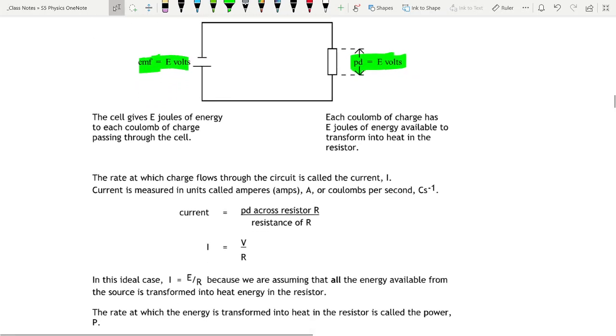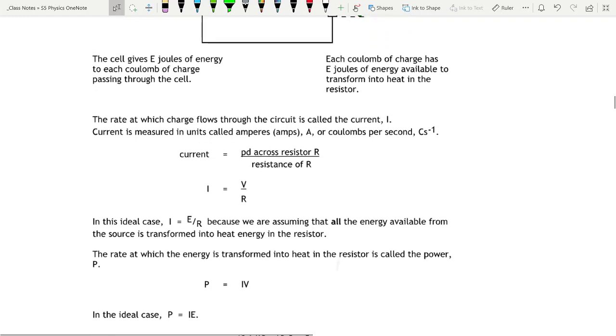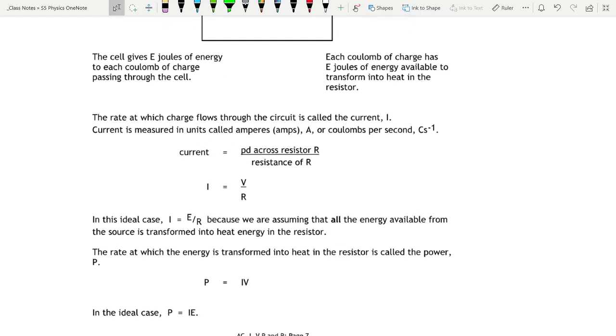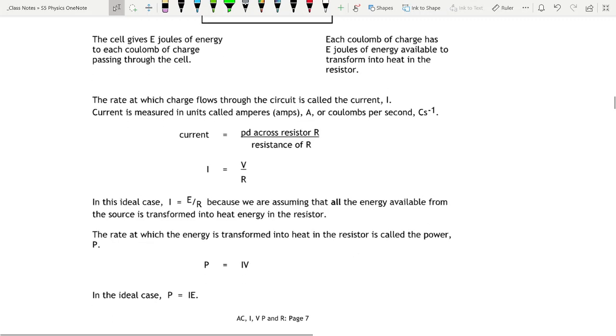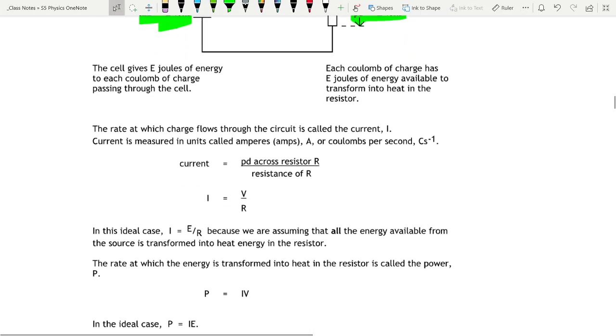The rate at which charge flows through the circuit is called current. Current is measured in units called amps, capital A, or coulombs per second, which is absolutely fine, but capital A is probably easier. So current is the voltage divided by resistance. And in this ideal case, and in the next booklet you'll see sometimes it's not always ideal, the current is that EMF, E volts, divided by the resistance of the resistor, because we're assuming that all the energy available from the source is transformed into heat energy in the resistor.